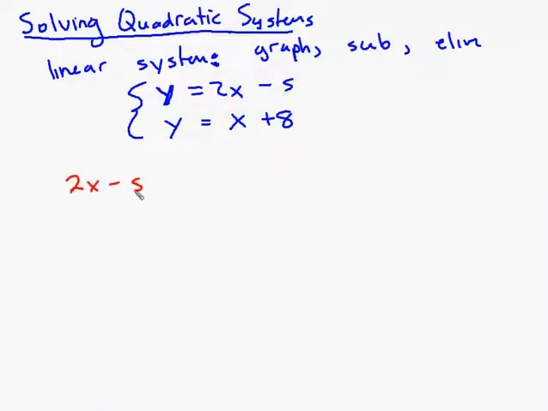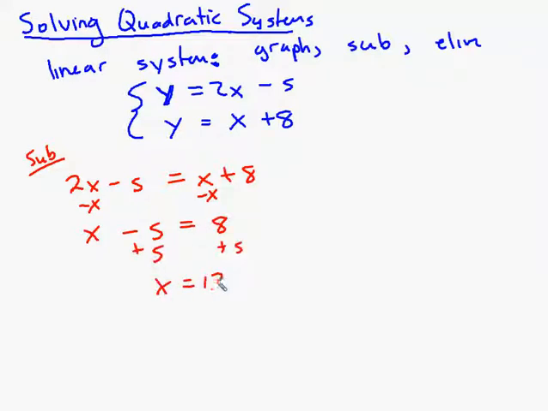2x minus 5 equals x plus 8. And then I solve this piece, and this is again substitution method. So I subtract my x, give my x to one side, I'll add the 5, and x equals 13. I'm not done, that's half the answer, so half a box. I take that and I put it back up for one of these. So y equals 13 plus 8, y equals 21.